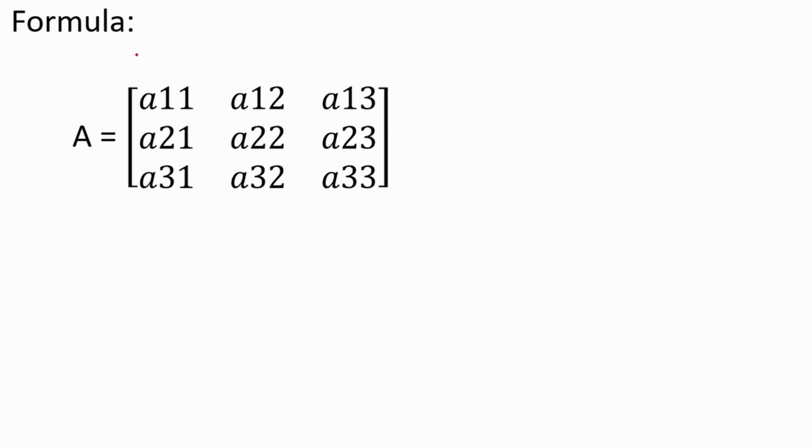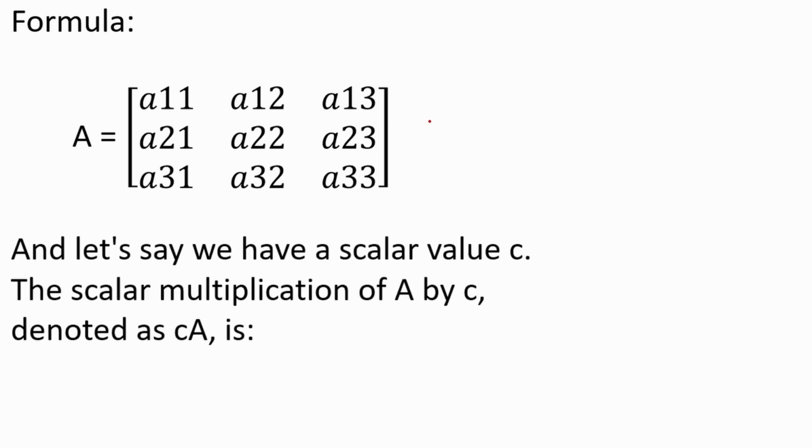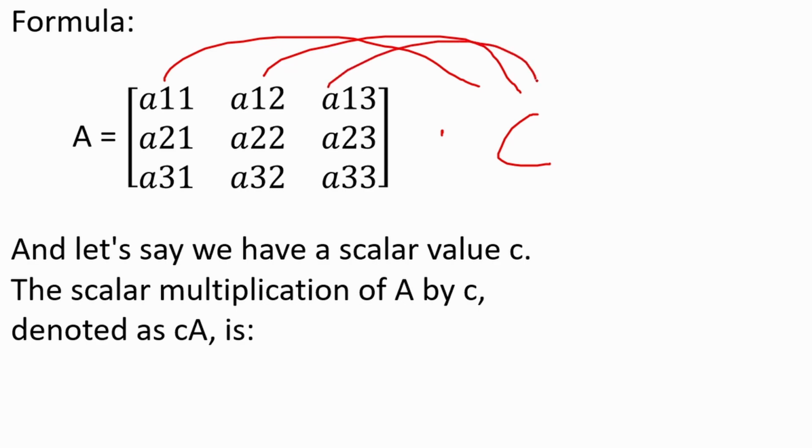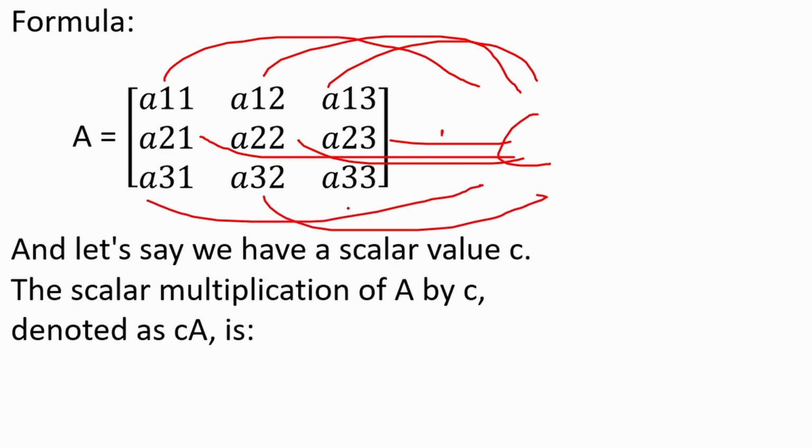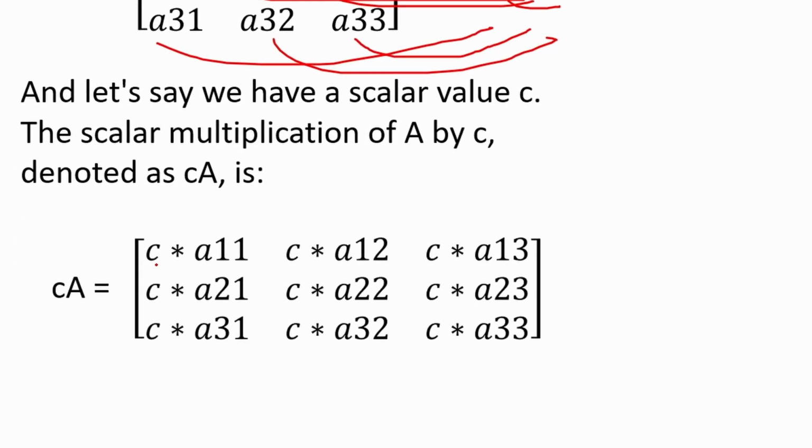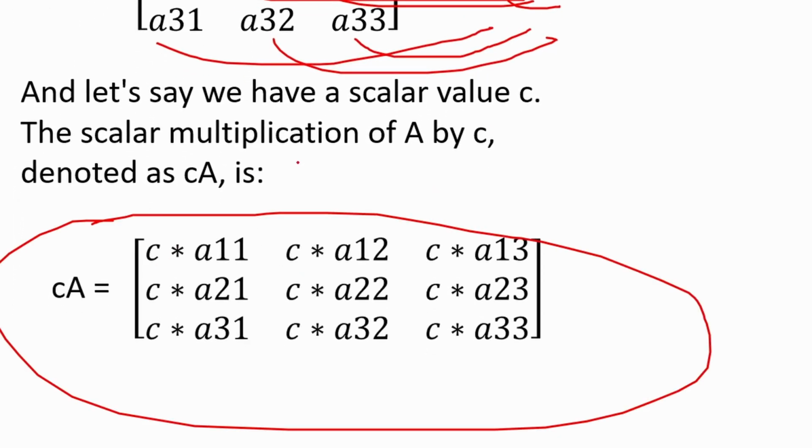Formula for a 3 by 3 matrix. Again, it is pretty much the same. All you need to do is multiply each element of the matrix by the scalar. This one times this one, this one times this one, and so on for every element, all the way to the last one. Yes, this is the formula to find scalar multiplication of a matrix.